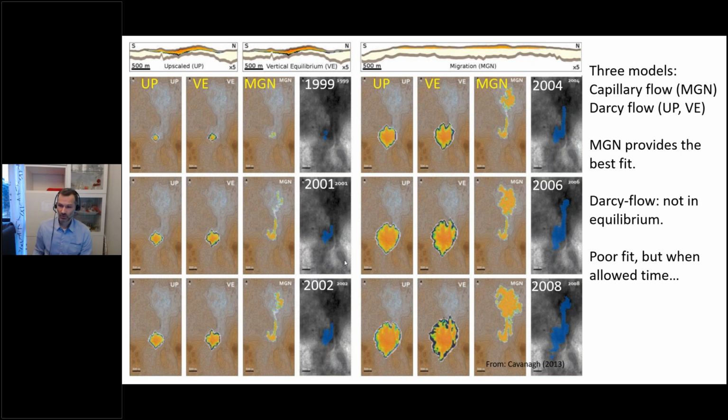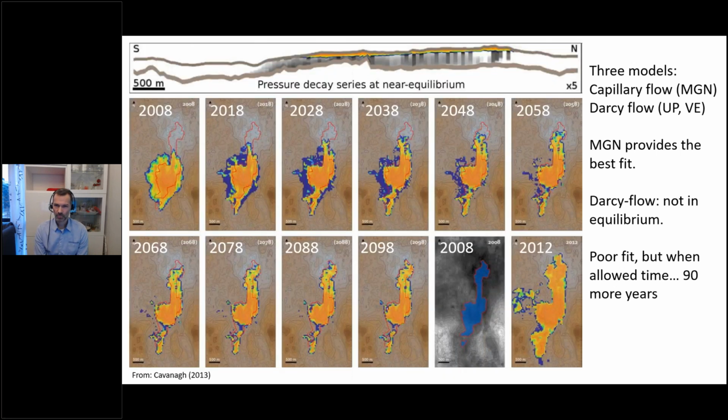However, if you give these Darcy models a little bit more time, we can go to the next slide. We can see some time frames extending up to 90 years ahead. When you compare the 2098 solution, for instance, with the 2008 observation, we can see that the match is very good, or excellent, but it's 90 years too late. So next slide, please.